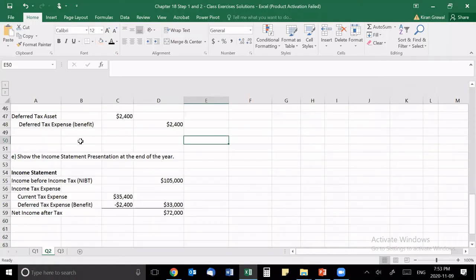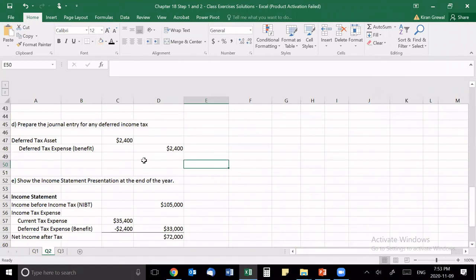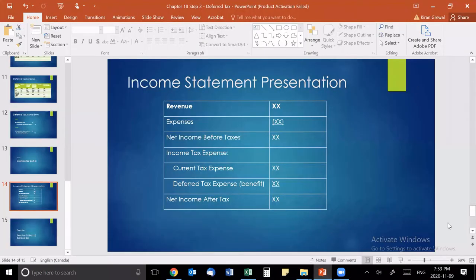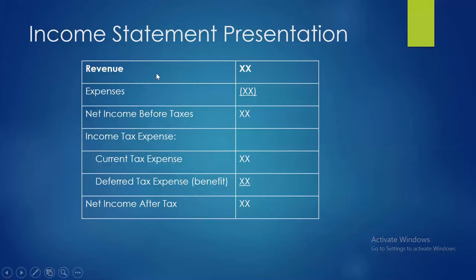Okay, so then the last thing to do is just make sure you do the journal entry for deferred tax. The last thing I want to show you is your income statement presentation. Just to show you what this is going to look like on the income statement, you have your revenue, you have your expenses that you deduct, you get your net income before taxes. Remember, we had stopped at this point up until chapter 17.